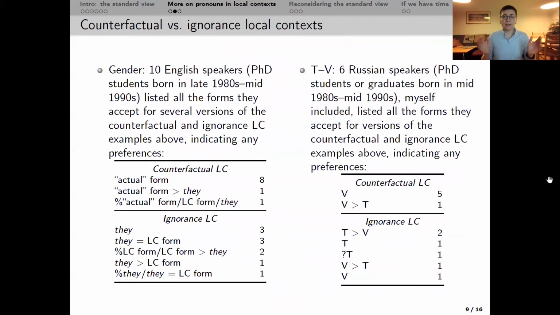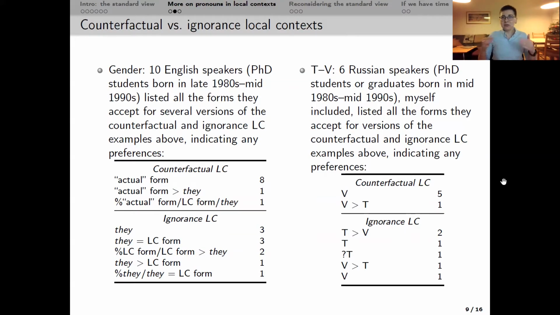Now, I don't have any bona fide quantitative data for either gender or TV, and I think such data should be collected at some point in the future. But even for small sets of speakers from fairly homogeneous populations, we already see rampant variation in these ignorance scenarios. So in these ignorance scenarios, for example, for gender, we see that some people categorically prefer they, regardless of what the local context is telling them. Some people can accept either they or the form supplied by the local context equally. And then some people can accept both, but have further preferences.